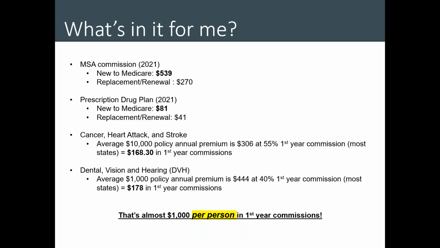Dental, vision, and hearing, we're looking at a premium of $444 with Manhattan Life for a $1,000 policy with 40% first year commissions in most states. We're just under $200 in year one commissions. So adding all of this up, we're at almost $1,000 per person. So that means if you enroll a husband and wife in the same house, which happens all the time, you're closing in on $2,000 per person for a zero premium Medicare Advantage plan.